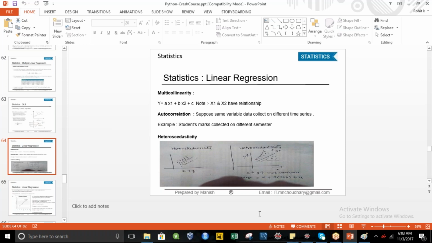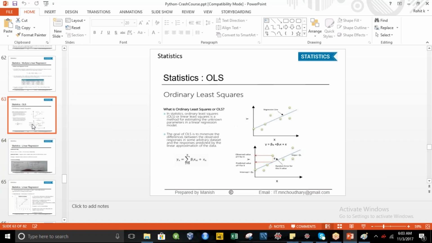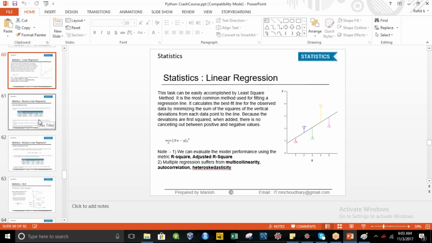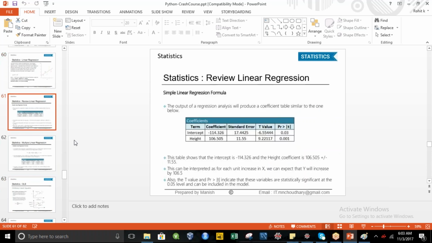So these are the linear regression attributes. You have understood autocorrelation and heteroscedasticity. There is one more. So in linear regression there are three attributes: multi-collinearity, autocorrelation, and the third is heteroscedasticity.